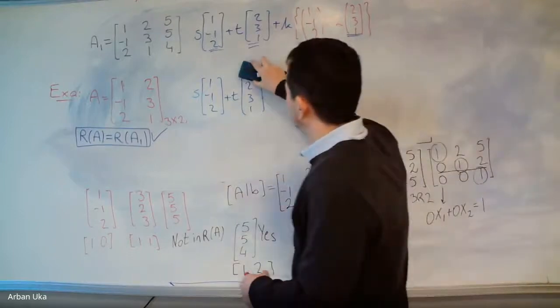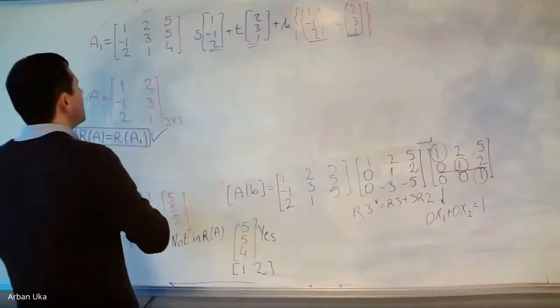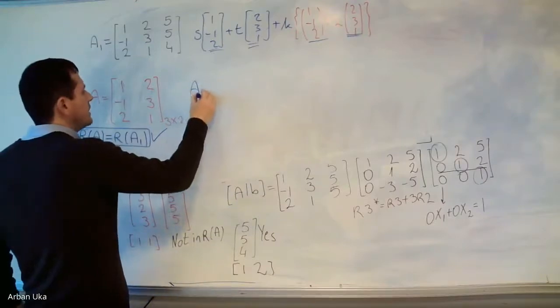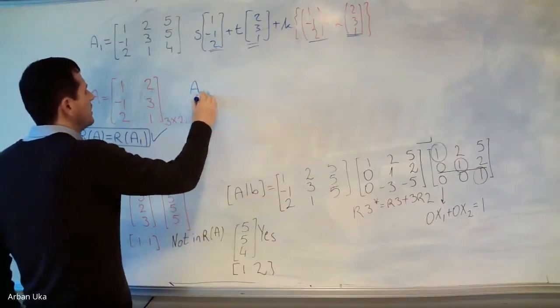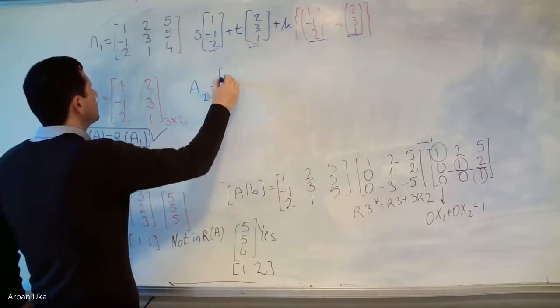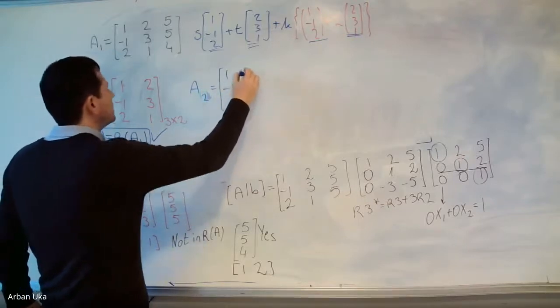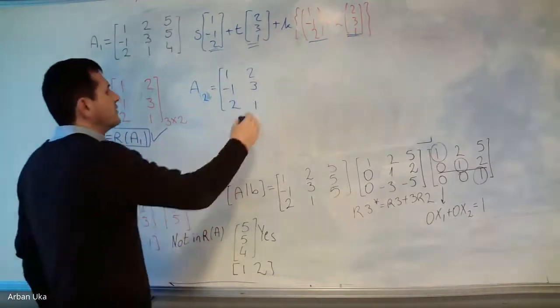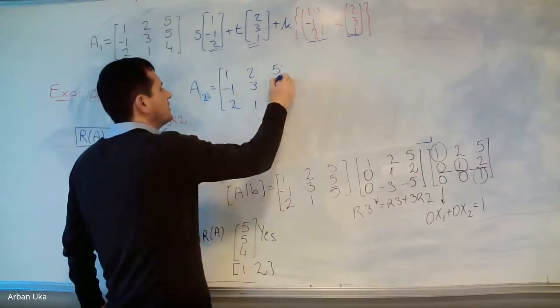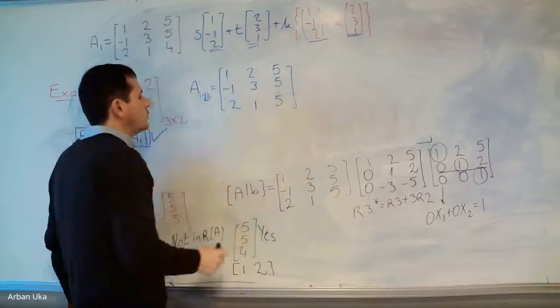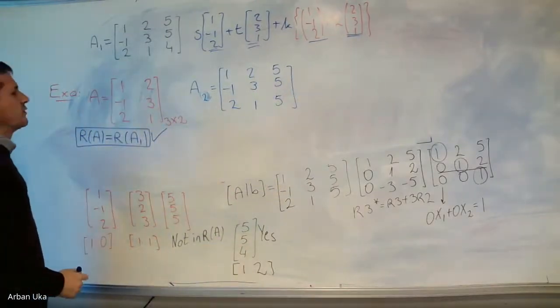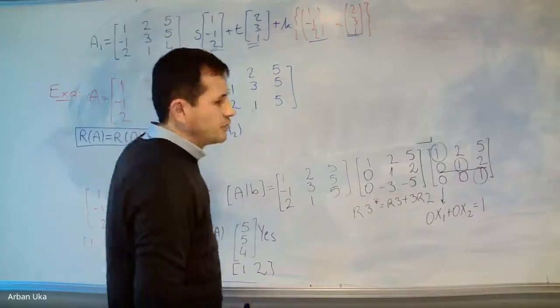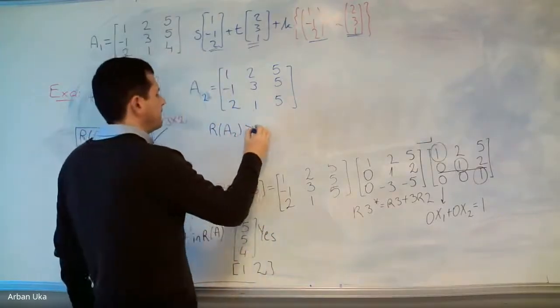Is it clear? Now, let's assume we have another matrix, A2. We haven't done it, okay, A2. And assume that A2 is 1, minus 1, 2, and 2, 3, 1, and we add 5, 5, 5. How would you compare the range of A with the range of A2? The range of A2 would be larger than the range of A. It would be larger, right?